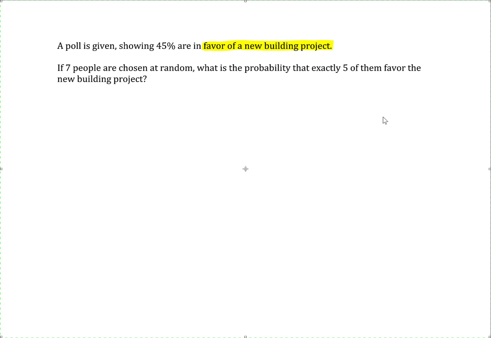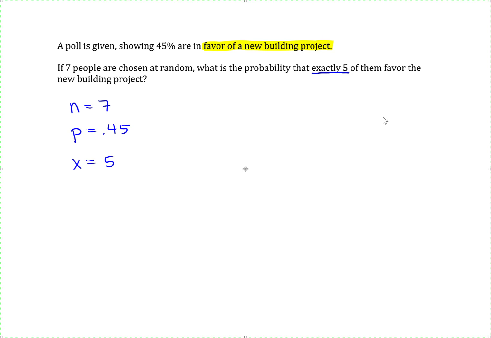And in order to solve a binomial, we need to know the number of trials. In this case, there's 7 people chosen at random. We need to know the probability of success on any given trial. So the probability that someone is in favor of the project is 0.45. And then we need to know x, and x is the number of trials that we wish to observe. So out of the sample, we wish to observe 5 of them favoring the new project.